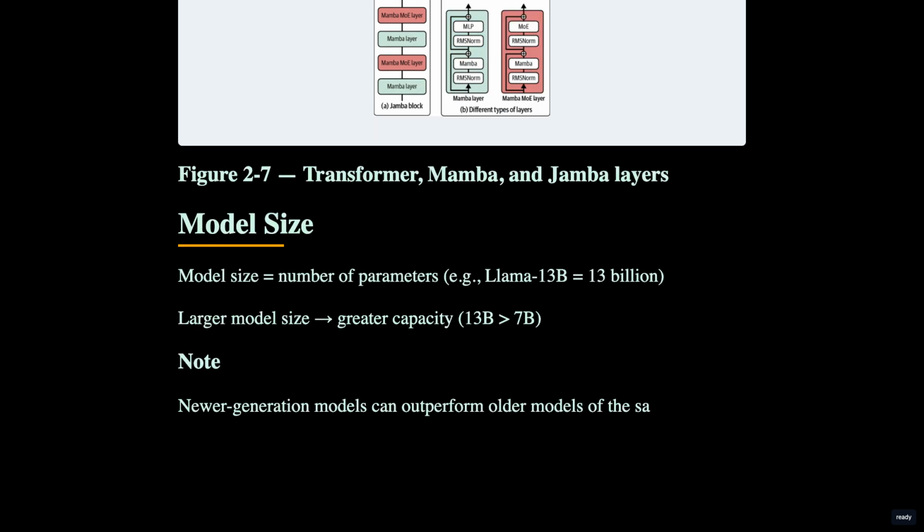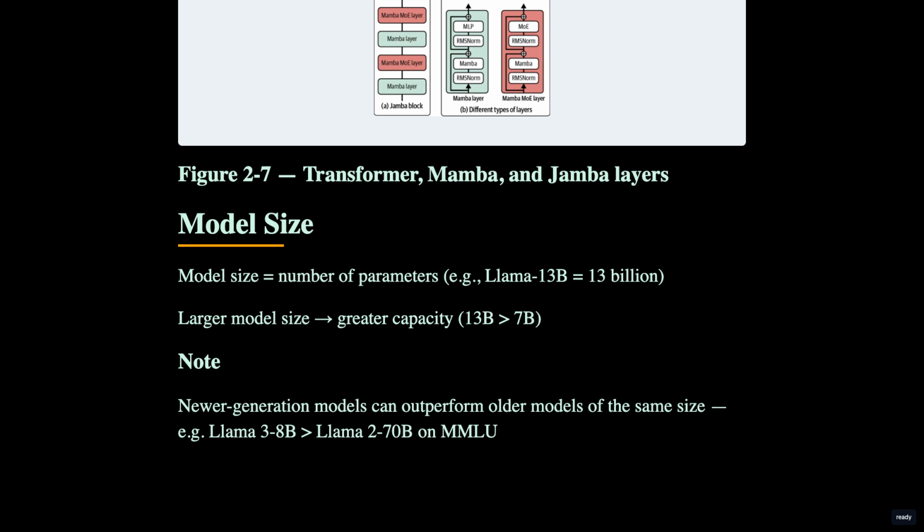Improvements in data, training recipes, and modeling mean that a more recent 8B model can beat an older 70B model. Llama 3 8B, 2024, outperforming Llama 2 70B, 2023, on the MMLU benchmark shows that training quality can matter as much as raw parameter count.